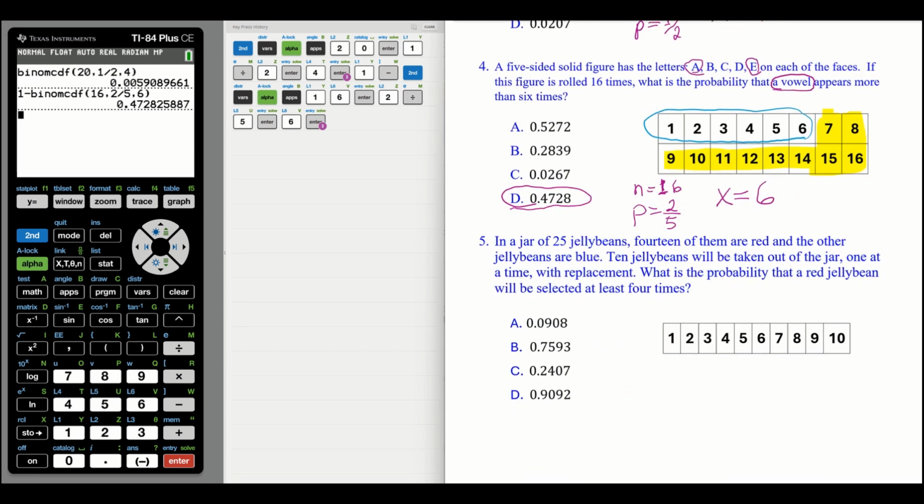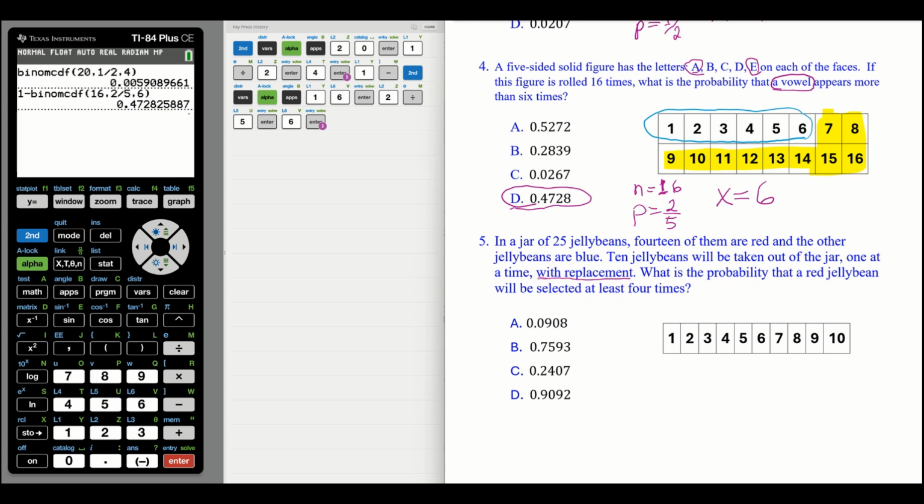Number 5. In a jar of 25 jelly beans, 14 of them are red and the other jelly beans are blue. 10 jelly beans will be taken out of the jar one at a time with replacement. This is important. What is the probability that a red jelly bean will be selected at least 4 times? With replacement must occur with this type of problem. It ensures that our probability is consistent throughout the entire problem.